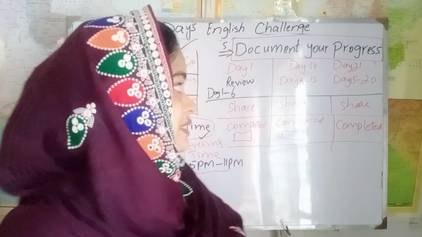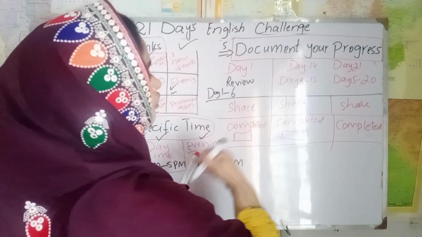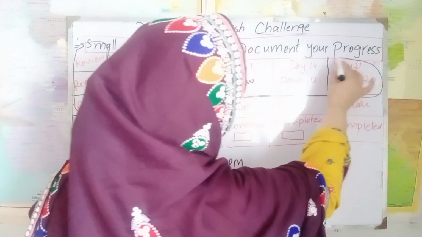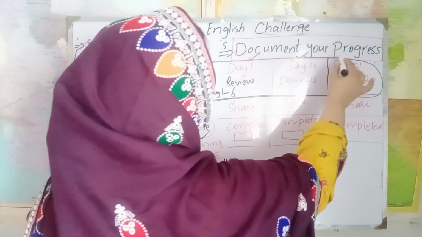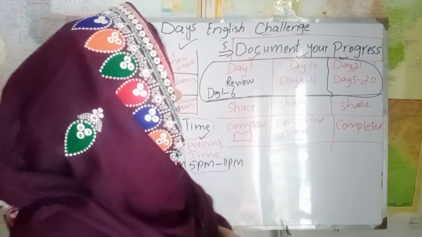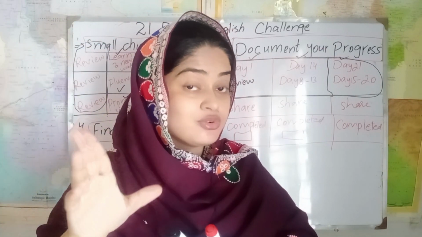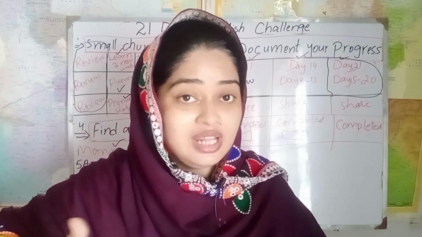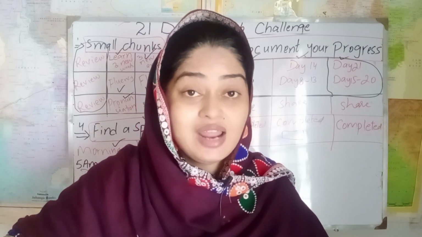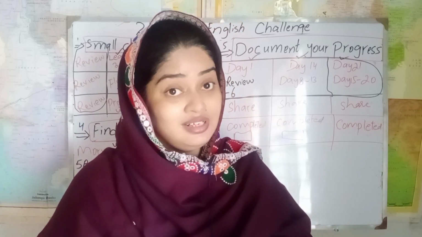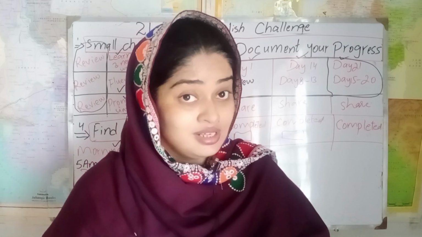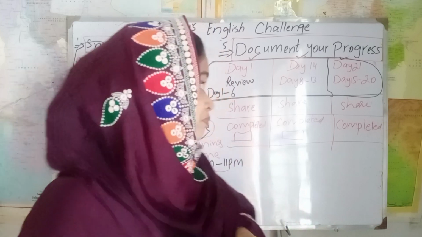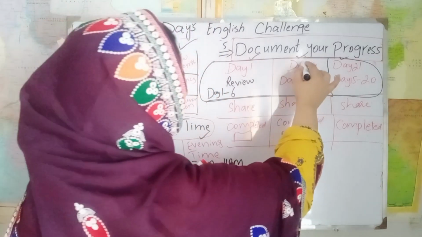Document your English progress like this. You have to divide the 21 days challenge into 3 parts, and you have to review it on 3 days. How? From day 1 to day 6 you have struggled. Now on the 6th day, it's the time to decide what you have achieved. It is the time to document and review your progress, how far you have come in your English journey. The next is after 14 days.